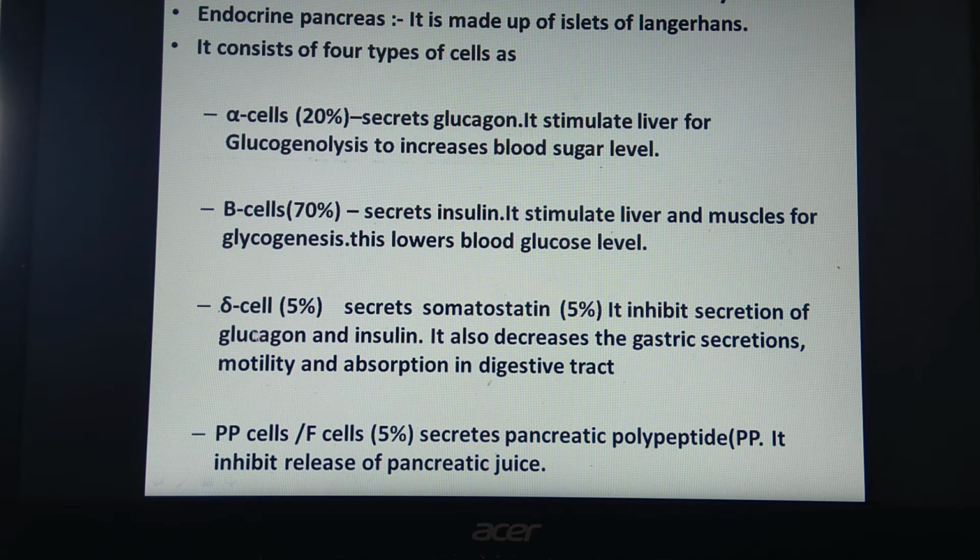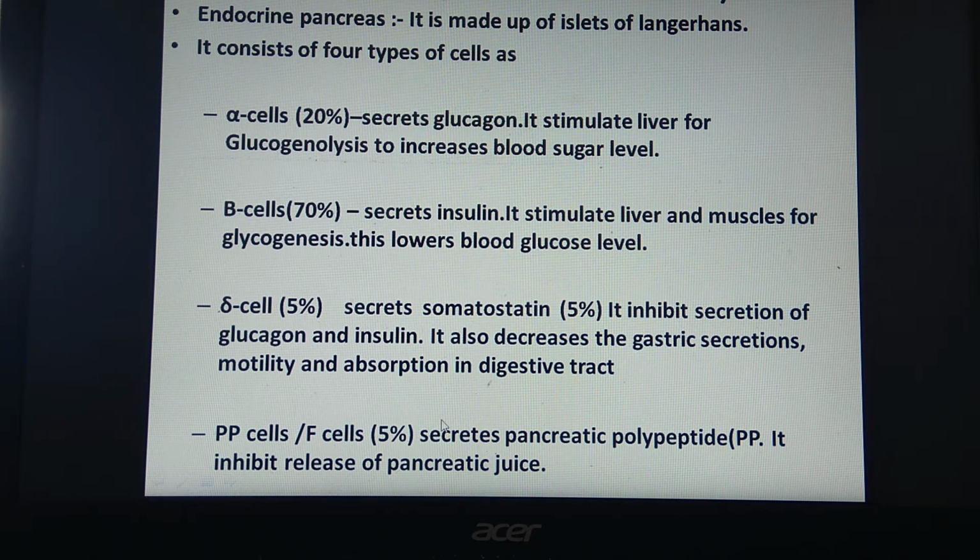Okay, next type of cell is called as delta cells, forming 5% of islets of Langerhans, and the function is to secrete somatostatin. What's the function of this somatostatin? It inhibits secretion of glucagon and insulin. It also decreases gastric secretion, motility and absorption in digestive tract. So just to remember, level of glucagon and insulin both goes on decreasing because of these delta cells.